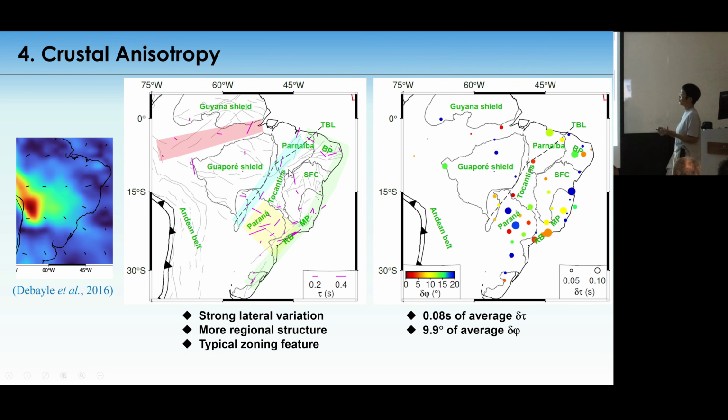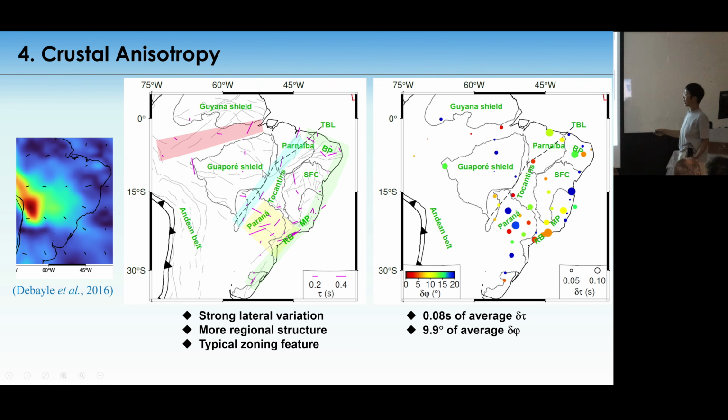Now, based on this, according to the synthetic test and according to the real data, we see that our results are still reliable. And here shows the whole distribution. The magenta bars are the crustal anisotropy of our analysis, and here shows its uncertainties of phi and uncertainties of tau.